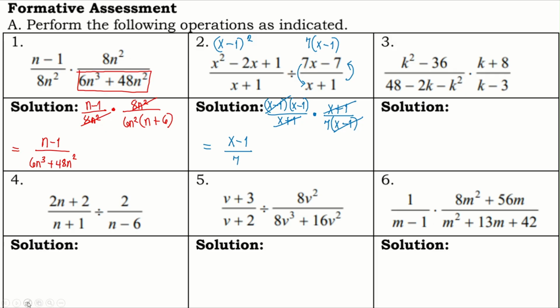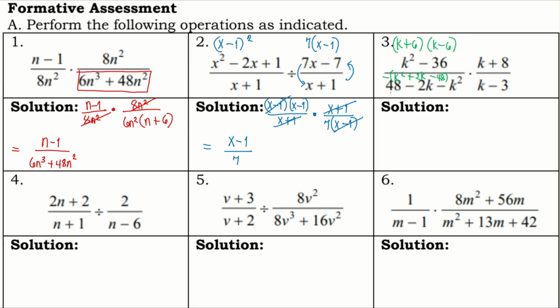Next, number 3. So we got k squared minus 36 over 48 minus 2k minus k squared and k plus 8 over k minus 3. So we get here k plus 6 and k minus 6. So that is sum and difference po. Okay, so 48 minus 2k minus k squared. So let's factor out yung negative para mas madali siyang i-factor. So k squared plus 2k minus 48.